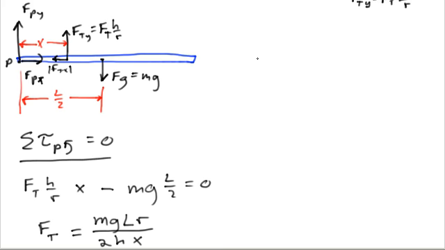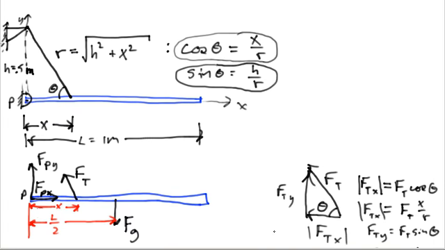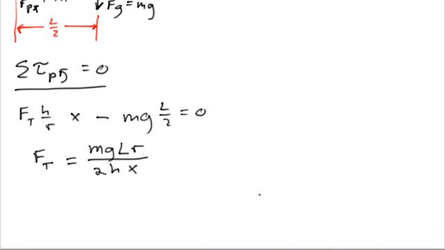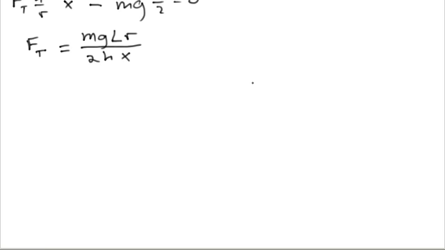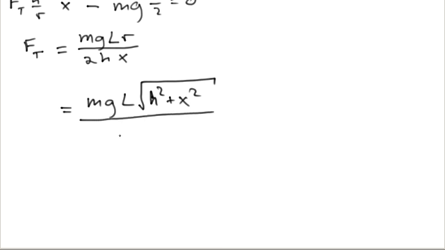Okay, so I could substitute for the r being the square root of h squared plus x squared. Normally I wouldn't do that, but it's already complicated enough, so I think I will in this case. FT is equal to mgl times the square root of h squared plus x squared, all divided by 2hx.